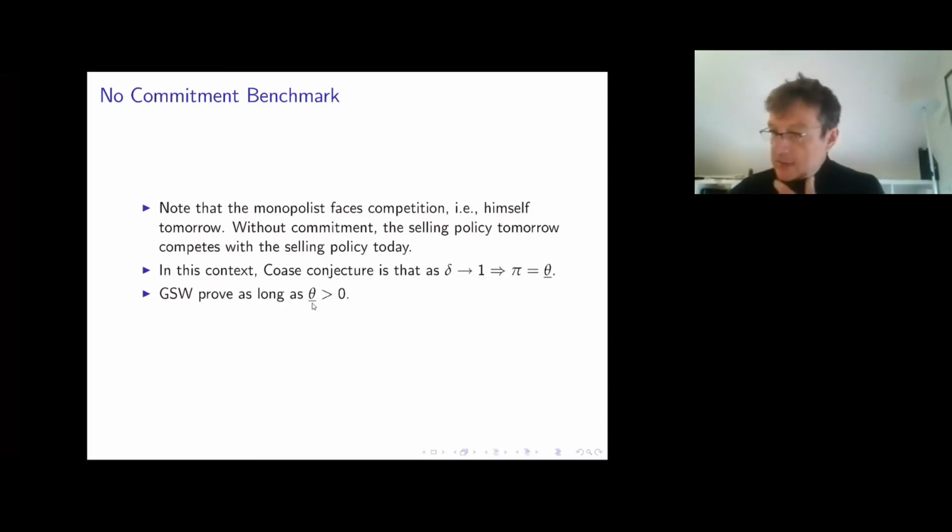And in fact, that's a result that Gul, Sonnenschein, and Wilson prove in that paper.